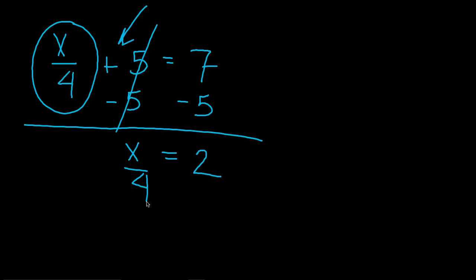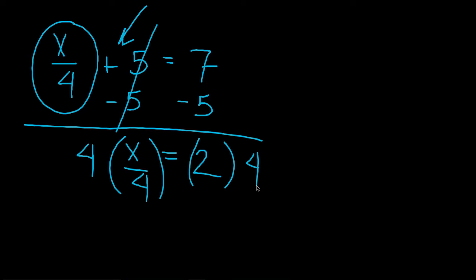Well, how are we going to get rid of this divide by 4? What can we do to get rid of divide by 4? Well, we know the opposite of division is multiplication. And this is how we're going to show multiplication here. We're going to take this whole fraction and multiply by 4. And we're going to do this whole side and multiply by 4.